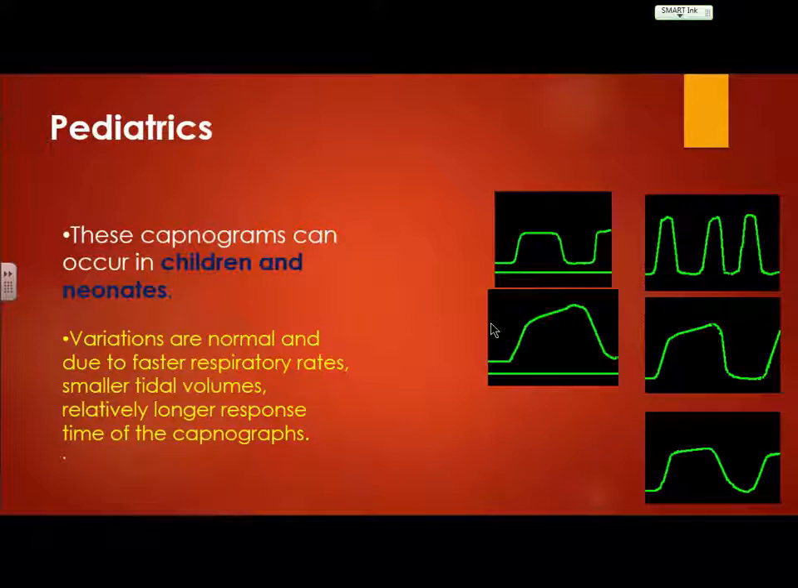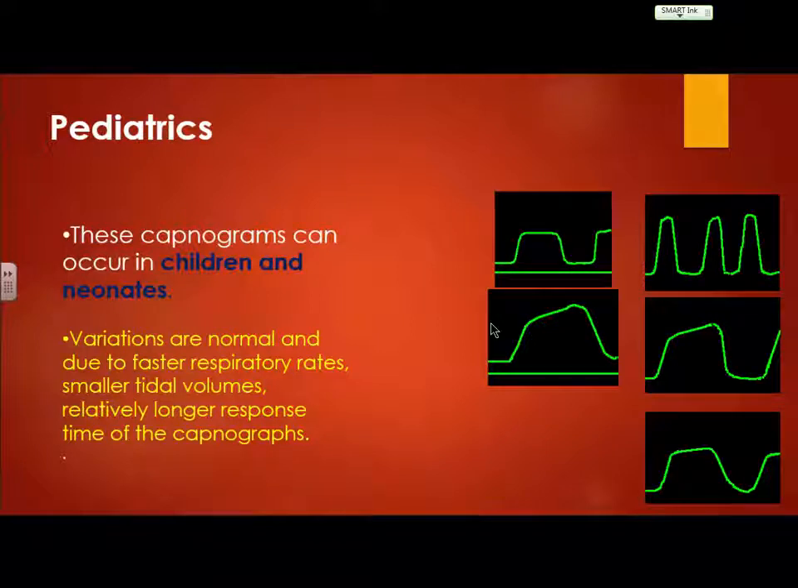But just like with anything else, their anatomy and physiology is a little bit different, all right? And they may have faster respiratory rates, smaller tidal volumes, longer response times to capnographs, higher metabolism. And so ultimately, you would want to probably see just a good normal waveform. Now, of course, based on their age, you're going to have variations in respiratory rate, which is normal. But sometimes you may have some other variations as well.